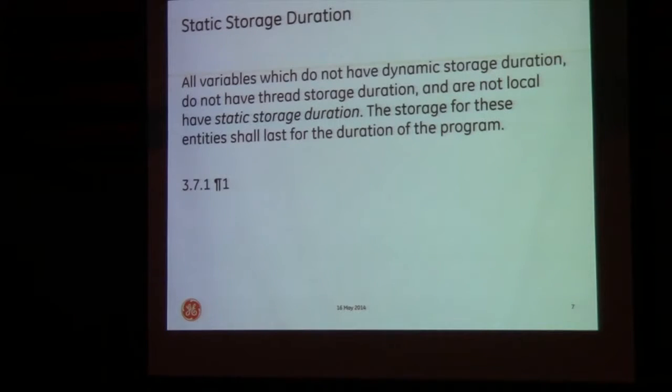Static storage duration is kind of the bucket. If it doesn't fit into one of the other categories, it gets this storage duration. This really is mostly what you think of when you think of global variables. This is anything at global scope, namespace scope, or just variables declared outside of functions or classes. Also, static class members also fit into this category.